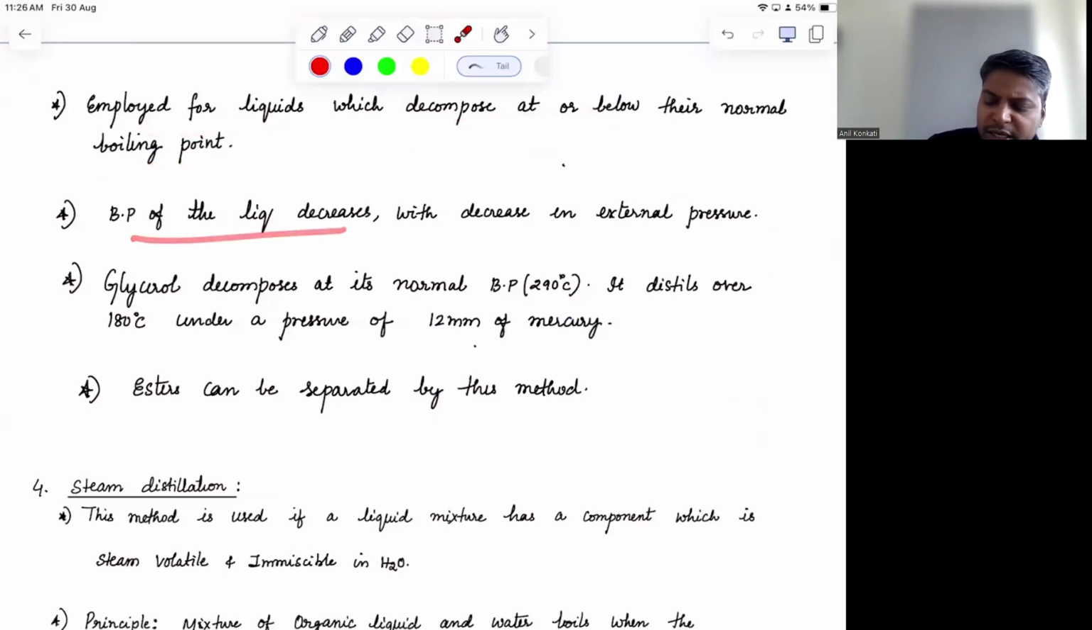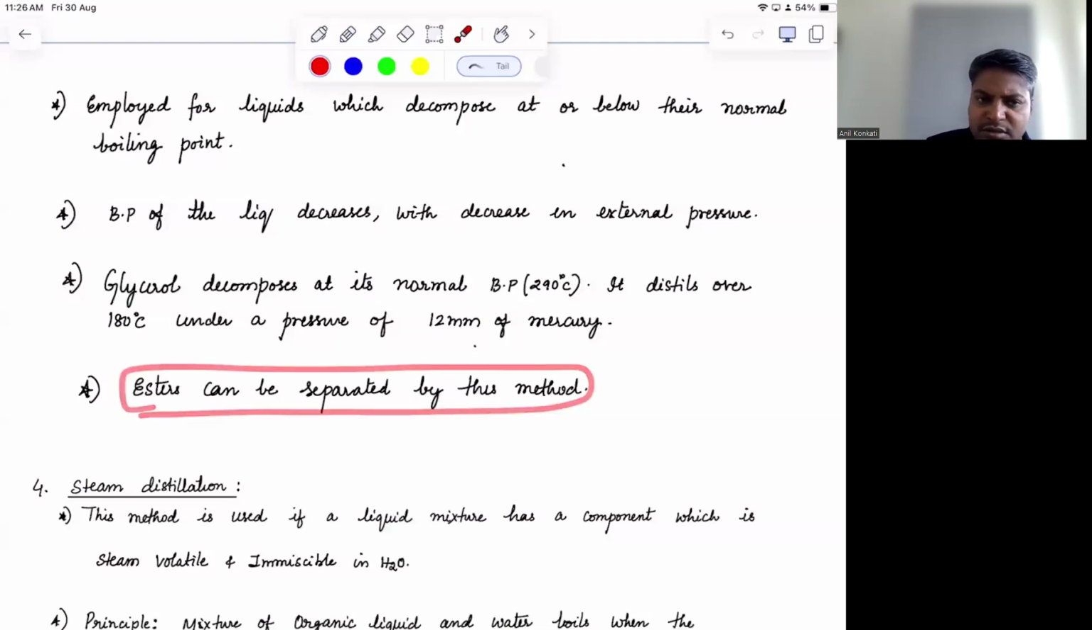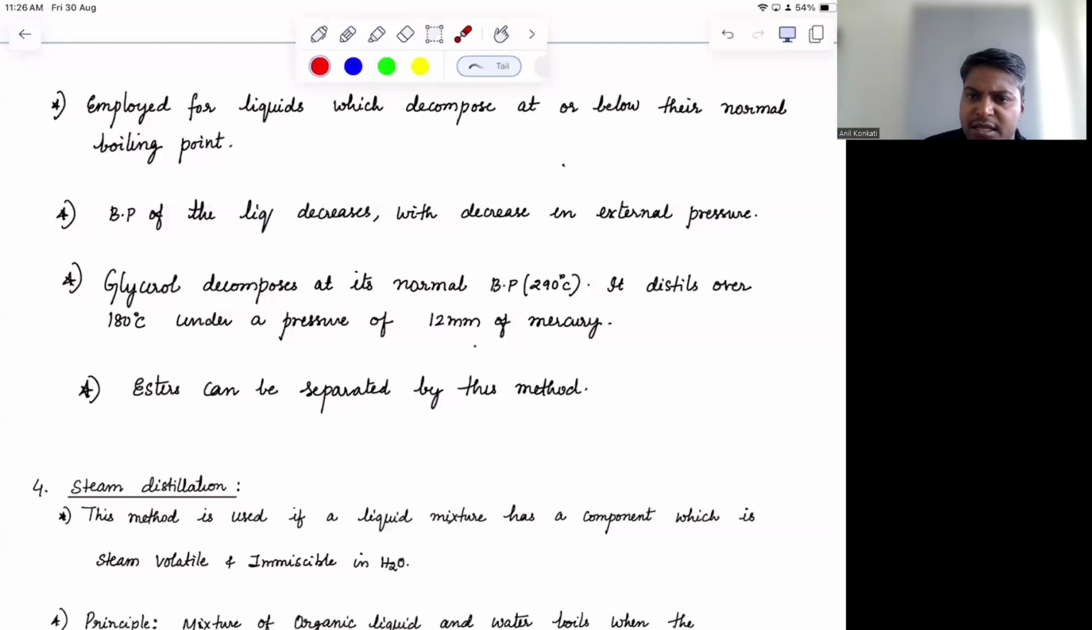Boiling point of the liquid decreases with the decrease in the external pressure. So glycerol, whose normal boiling point is 290, we are now distilling at 180 degrees under a reduced pressure of 12 mm. So instead of keeping 760 mm of mercury, which is atmospheric pressure, now you are keeping a pressure of just 12 mm. So the boiling point reduces to 180 degrees. Okay. Esters can also be separated by this method. So glycerol and esters are the examples for vacuum distillation.